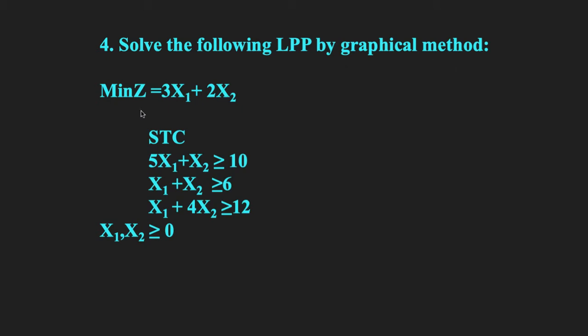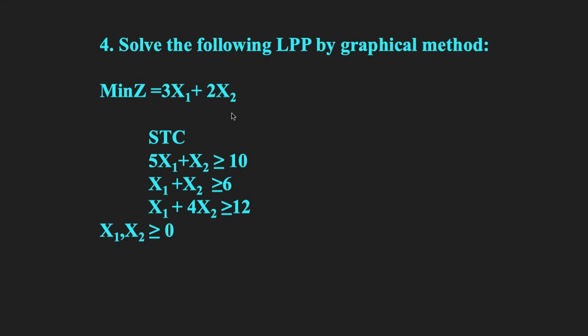We have here min z is equal to 3x1 plus 2x2 subject to constraints 5x1 plus x2 is greater than or equal to 10, x1 plus x2 is greater than or equal to 6, then we have x1 plus 4x2 is greater than or equal to 12. Then we have x1, x2 greater than or equal to 0. So this is the problem that we have, and we have to find out this min z value here.